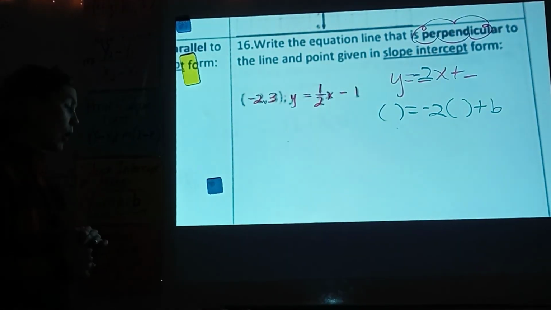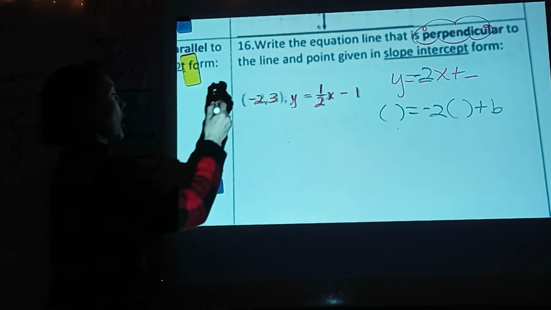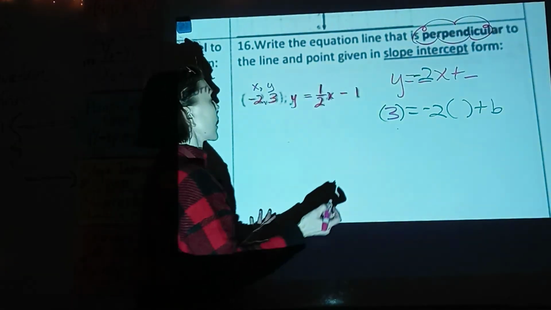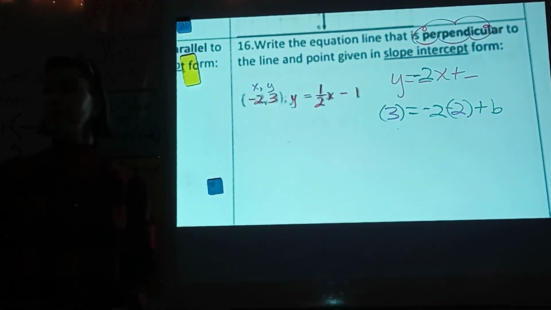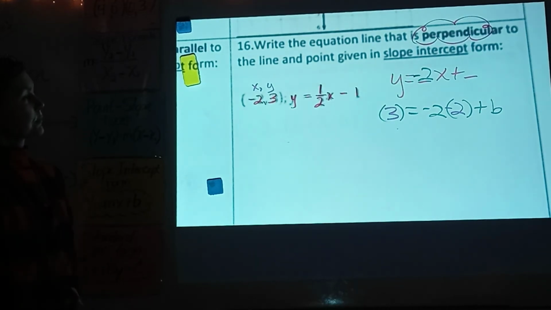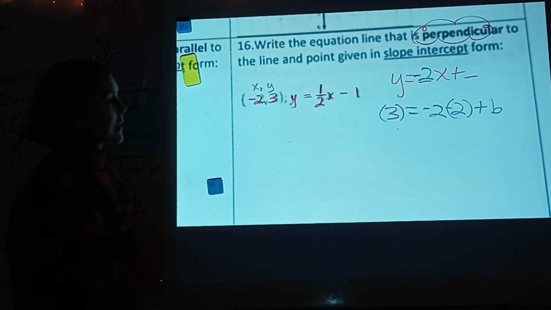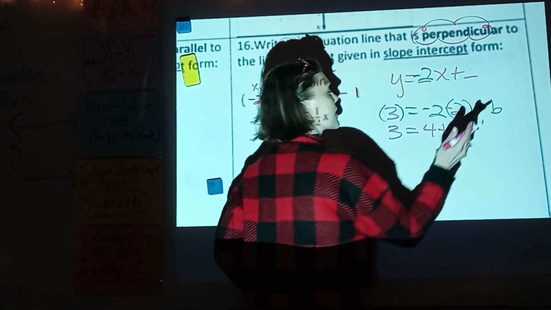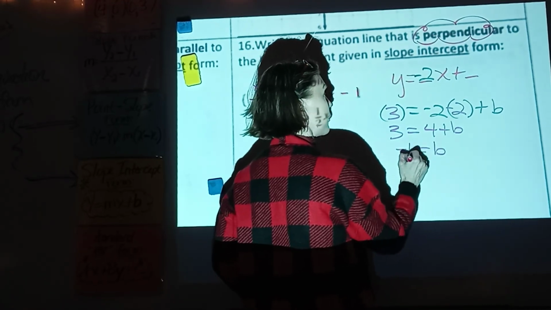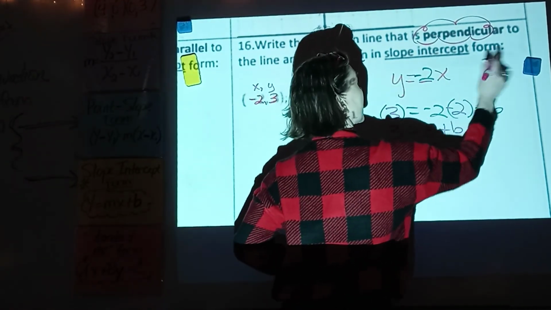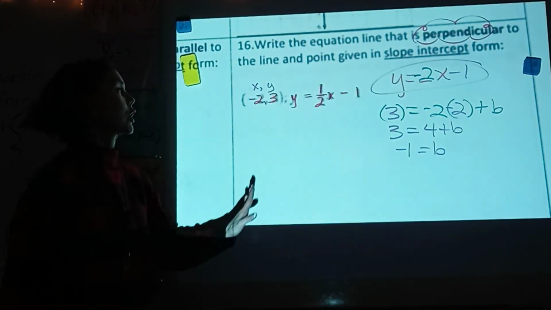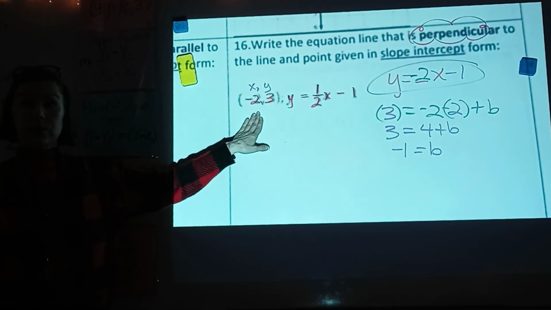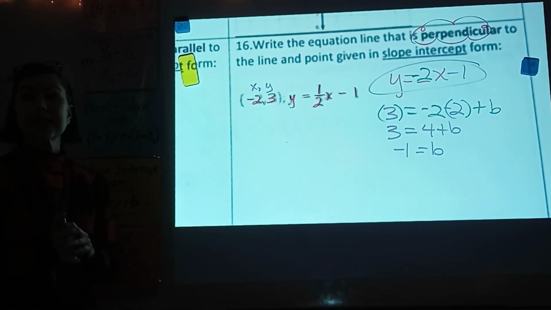So we have to use the point that they gave us. This is our x value and this is our y value. So our y value goes here and our x value goes here, negative 2. Are you with me? Now we just solve for b. Bring down the 3. Negative times a negative gives you a positive 4. Subtract 4 from both sides, and b equals negative 1. Where does that go? Right here, you guys. Negative 1, and you're done. You just wrote the equation of a line that is perpendicular to this one that passes through this point. That was number 16.